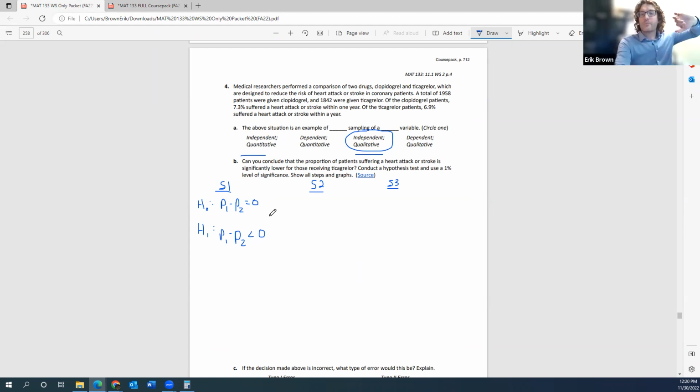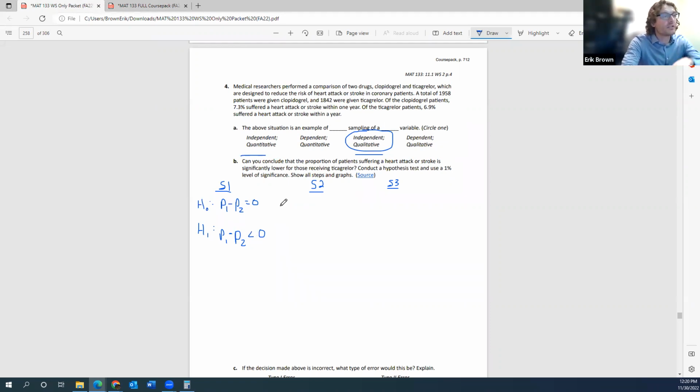Back in single proportions, we always had to find an assumed parameter value. We had to find a number for the population, and that number went in here in our step 1. Now in chapter 11, when we have 2 samples, we're never putting a number in. The number is always 0, actually. Now, is this the correct thing?